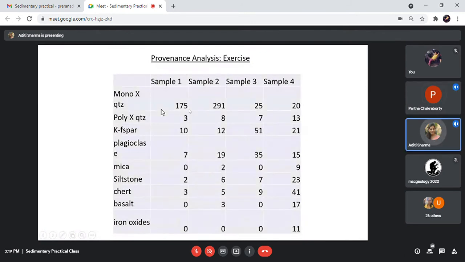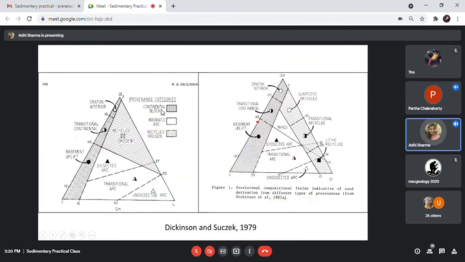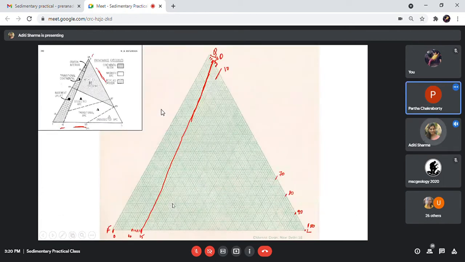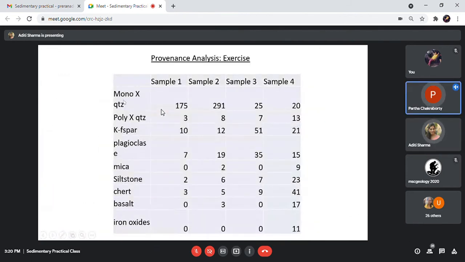So we have the data for 4 samples here: monocrystalline quartz, polycrystalline quartz, K feldspar, plagioclase, mica, siltstone, chert, basalt, and iron oxides. If we see this diagram, you have divided the field into 3 categories: quartz total, feldspar total, and lithic fragments. We'll plot this QTFL first. Now they have to do it.